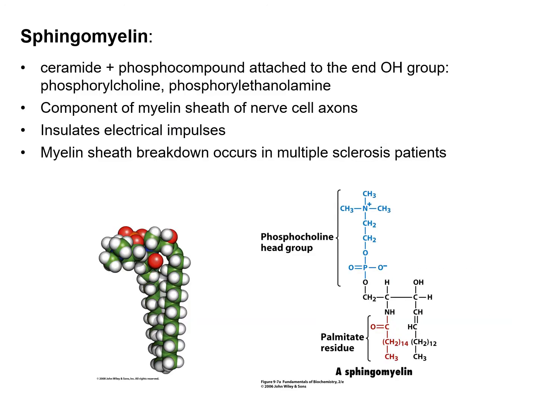Now let's talk more about these ceramide derivatives. The first one is sphingomyelin, which is basically ceramide plus phospho compounds attached to the end of the hydroxyl group, such as phosphocholine or phosphoethanolamine. They are components of the myelin sheath of nerve cell axons, so they have a critical role in transmitting electricity through the nerve cell by insulating the electrical impulses. Since it has a critical role in nerve cell function, myelin sheath breakdown occurs in multiple sclerosis patients.